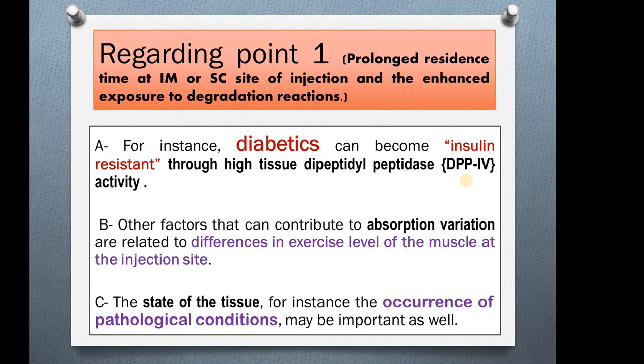Other factors that can contribute to absorption variation are related to differences in the exercise level of the muscle at the site of injection. This distribution or prolonged residence time is probably due to exercise, or let's say even the massage that is done on the muscle, which also affects distribution and residence time. The state of the tissue, if the tissue is in a pathological condition, infection, pus, fluid collection or something, all of these will also affect residence time.